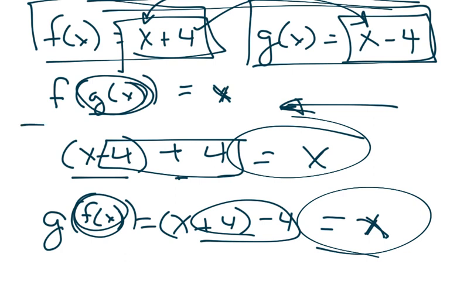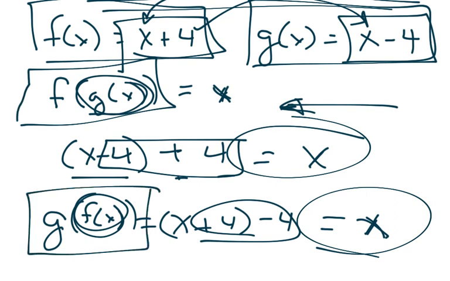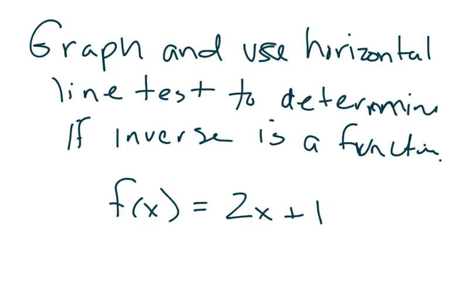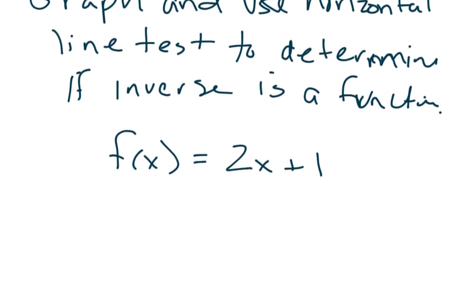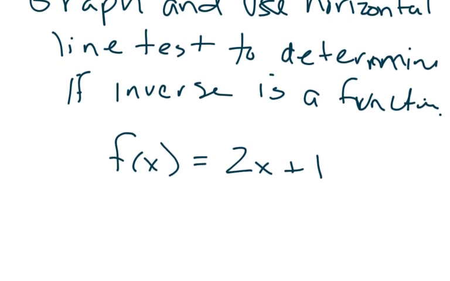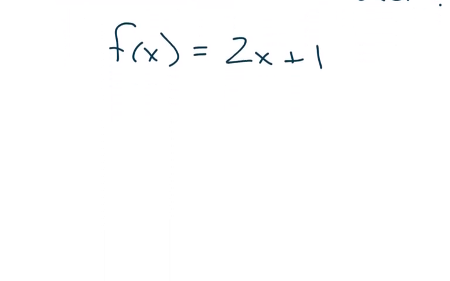So you have to do 2 things. You have to do f of g of x, and you have to do g of f of x to make sure, to be totally sure, that they are inverses of each other. The last section wants you to do some graphing and then use the horizontal line test to determine if the inverse is a function. So let's see how that's going to work.